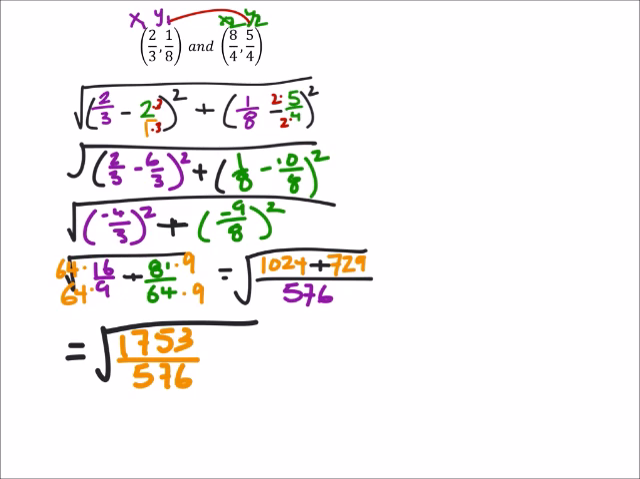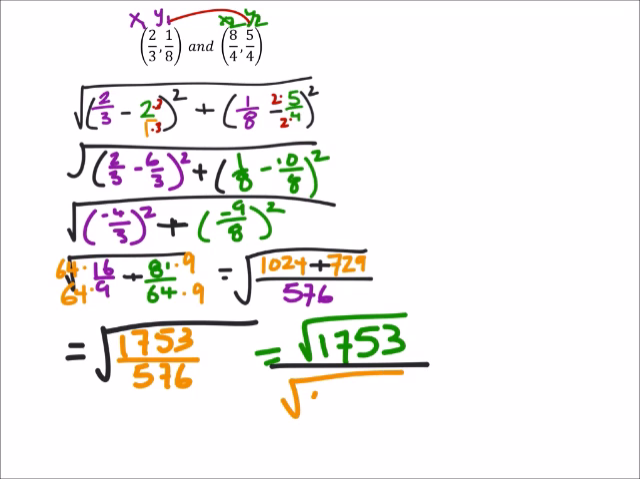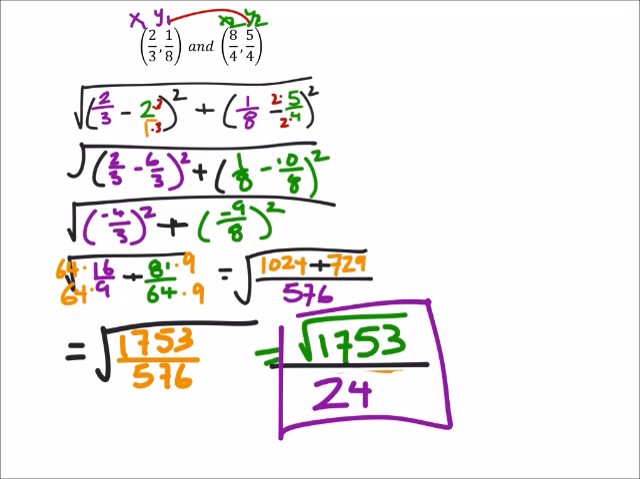The fraction does not simplify. So let's see if we can factor anything out of this. Okay, as it turns out, we can split these two up. 1753, I used a calculator, by the way, which I think you guys realized. If I take the square root of 576, I get a whole value. What I got was 24. Now this would be the exact value of that, okay? The distance, but we wanted an approximation.